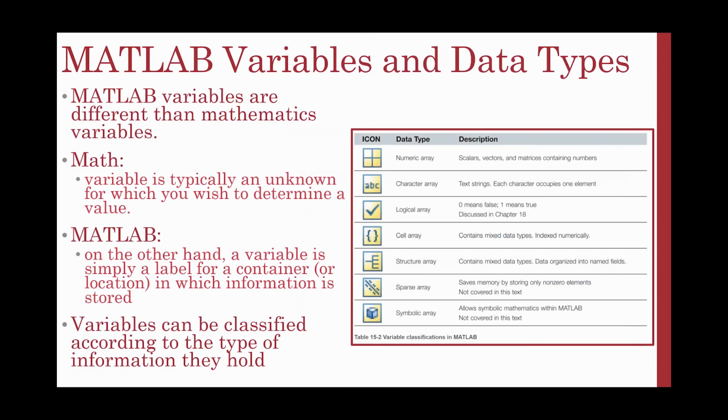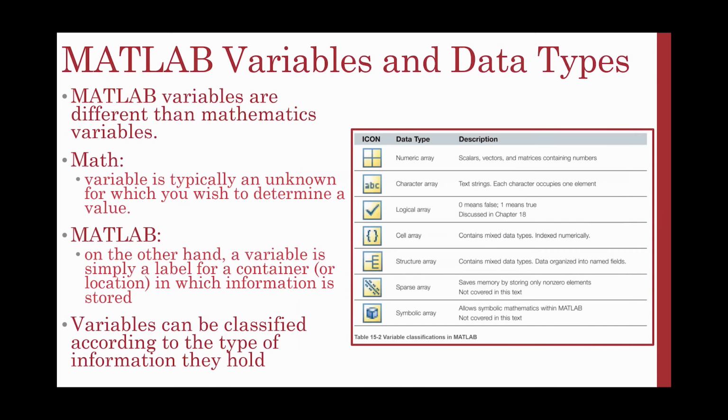MATLAB has different variables and data types. Variables are different than mathematical variables. In math, a variable is typically an unknown for which you are trying to determine a value. In MATLAB, however, a variable is simply a label or a container that you're storing information in. And these variables are classified according to the type of information that they hold.